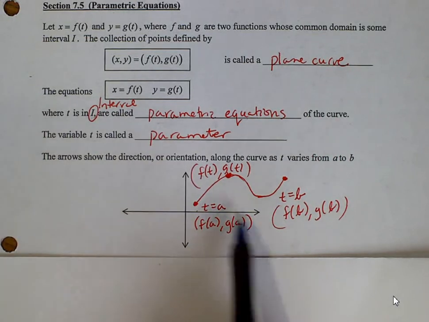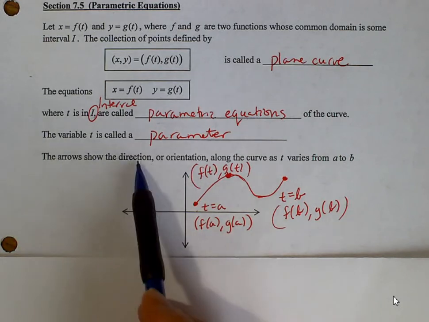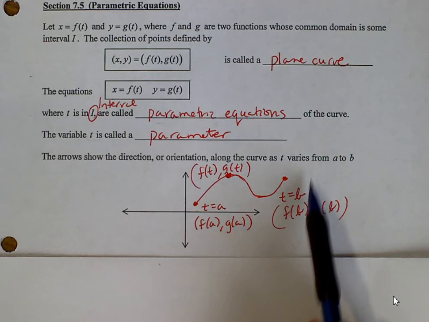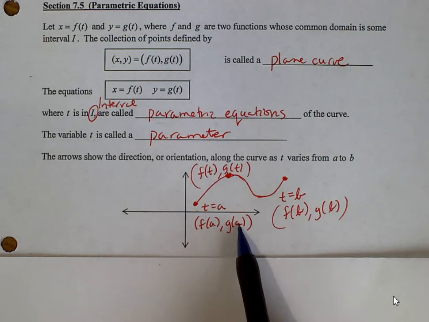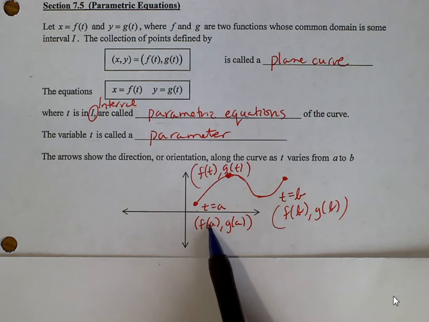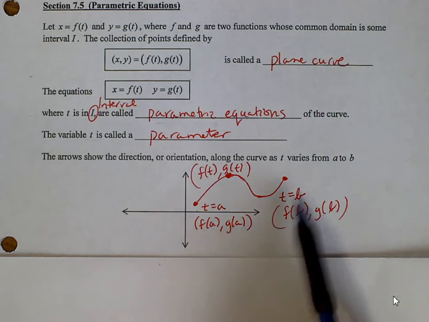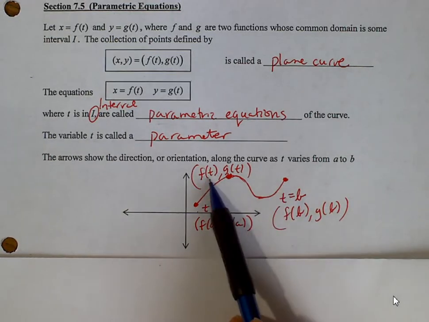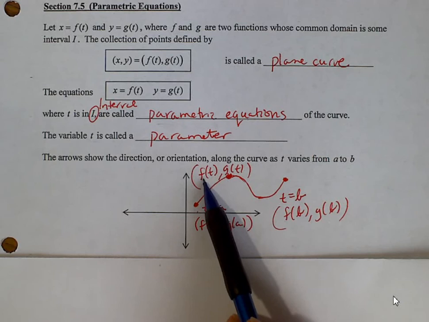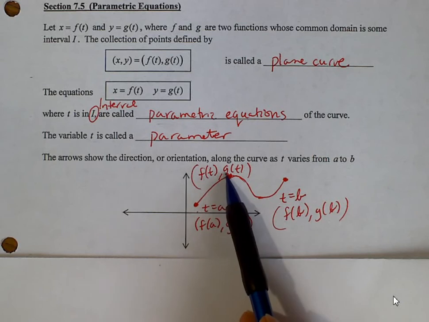So I have drawn out an example of a parametric curve. The arrows show the direction or orientation along the curve as t varies from a to b. So here t is equal to a, and this has the point f of a, g of a. This would be the x coordinate, and this right here is the y coordinate. And at the ending, you have t is equal to b, so your x coordinate is f of b, and your y coordinate is g of b. So somewhere along this curve, you're going to have a general x coordinate of f of t and y coordinate of g of t.